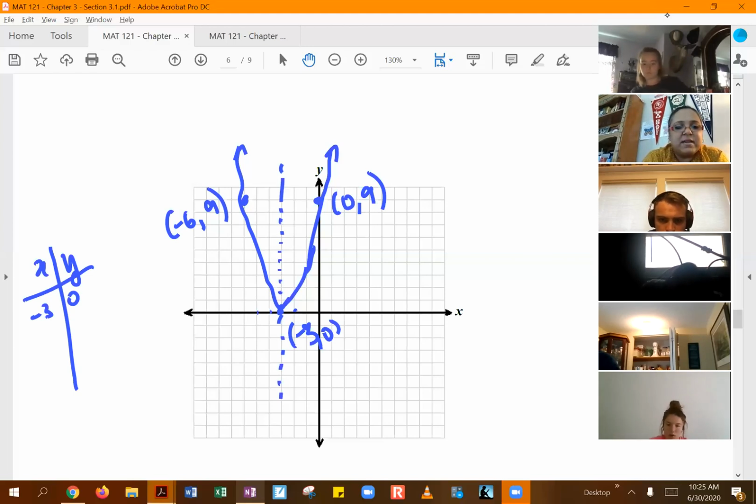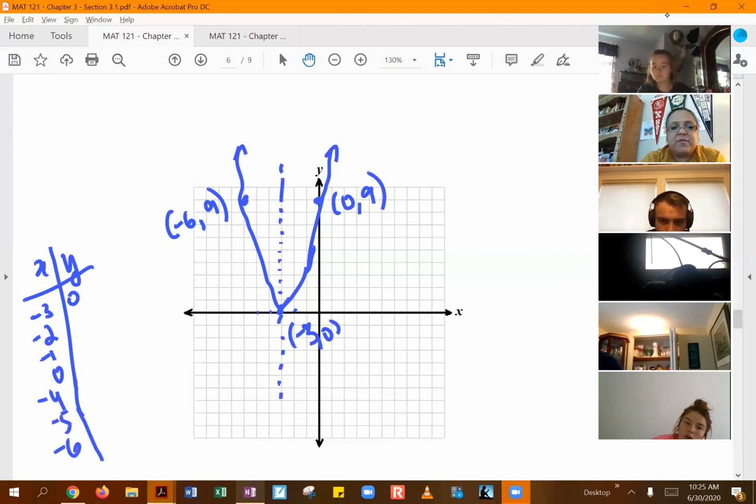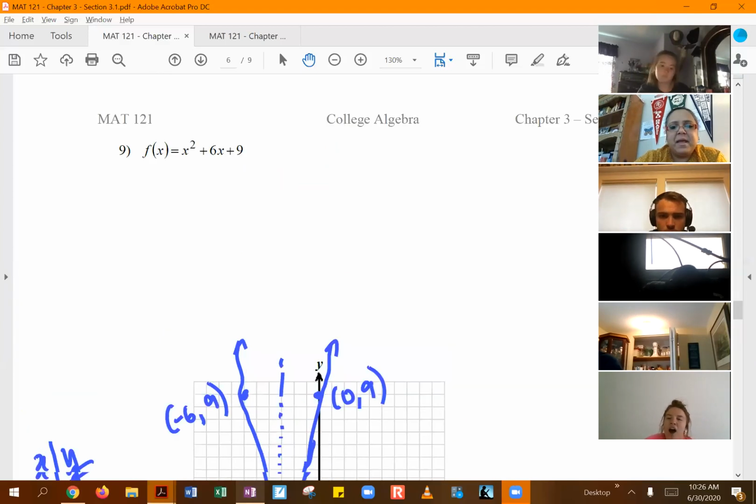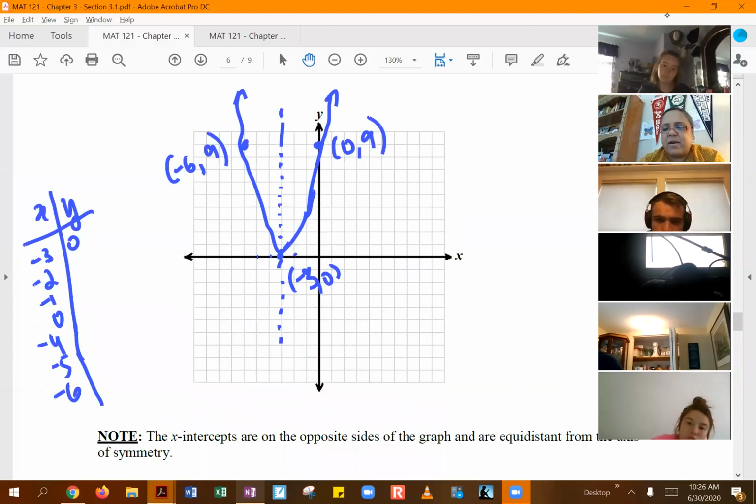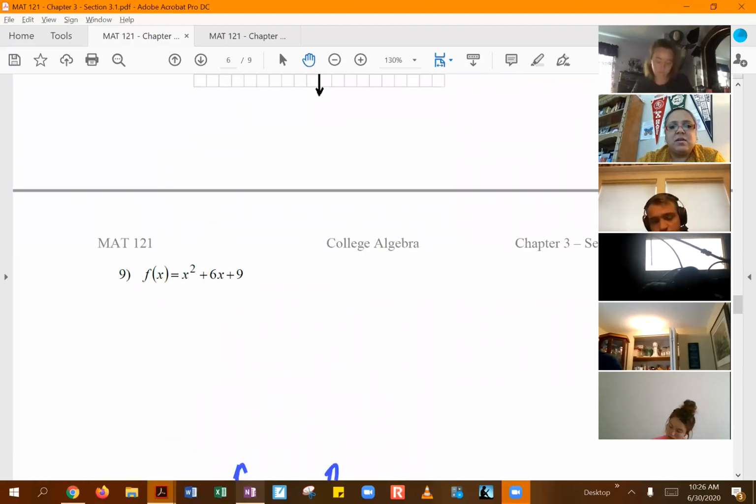So you could have used -1, -2, 0 on the right-hand side, and then you could have used -4, -5, -6 on the left-hand side and get enough points so that you know what the graph of your function will end up looking like. And then, of course, you can use the different characteristics that we looked at with what's the opening, where is it increasing and decreasing on, does it have a maximum, minimum value, and all of those things can help you out also. So questions on number 9?